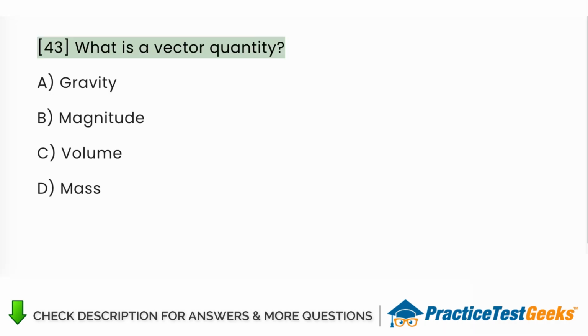What is a vector quantity? A. Gravity. B. Magnitude. C. Volume. D. Mass.